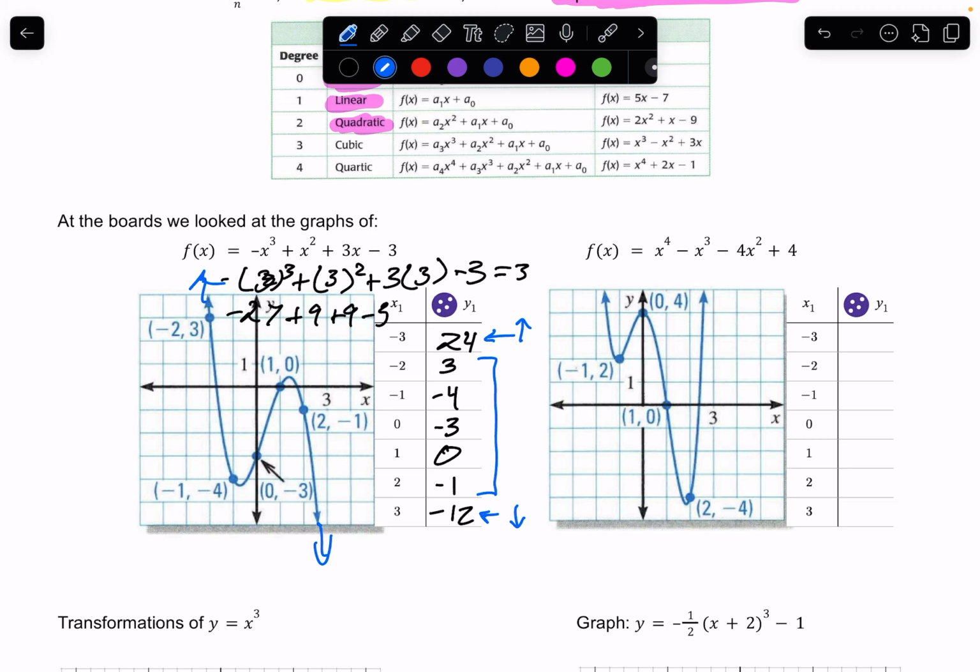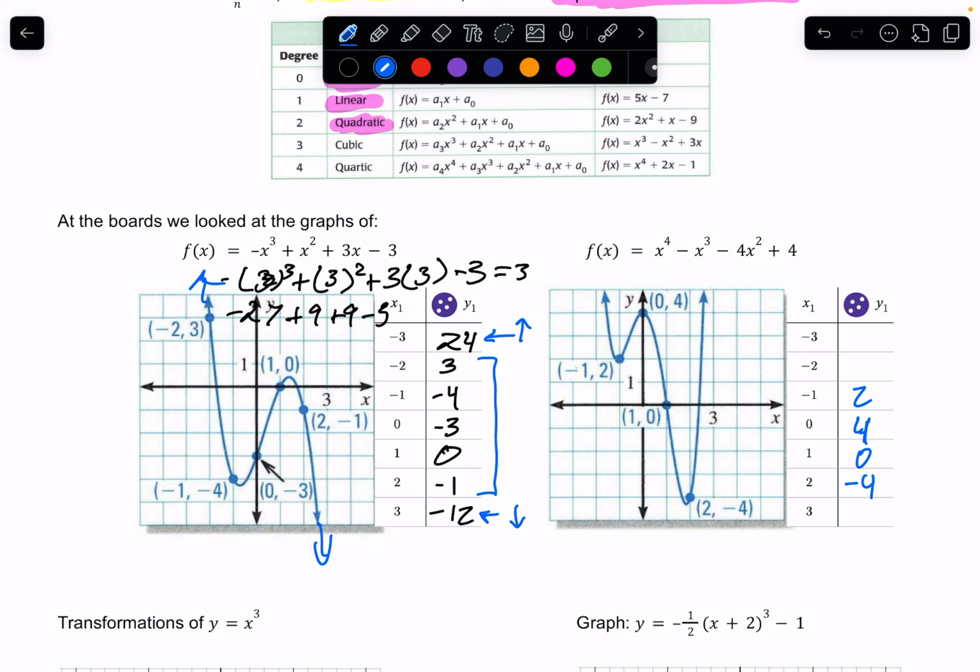Similarly, for my second problem, I'm plugging these numbers in. Maybe I'll plug in one of the easy ones. So 0 to the 4th minus 0 cubed minus 4 times 0 squared plus 4. Well, that's definitely at 4 right there. And again, I might just steal these numbers from the graph, and then I'll find the ones that are left behind. So here, this is at 2, 4, 0, negative 4.